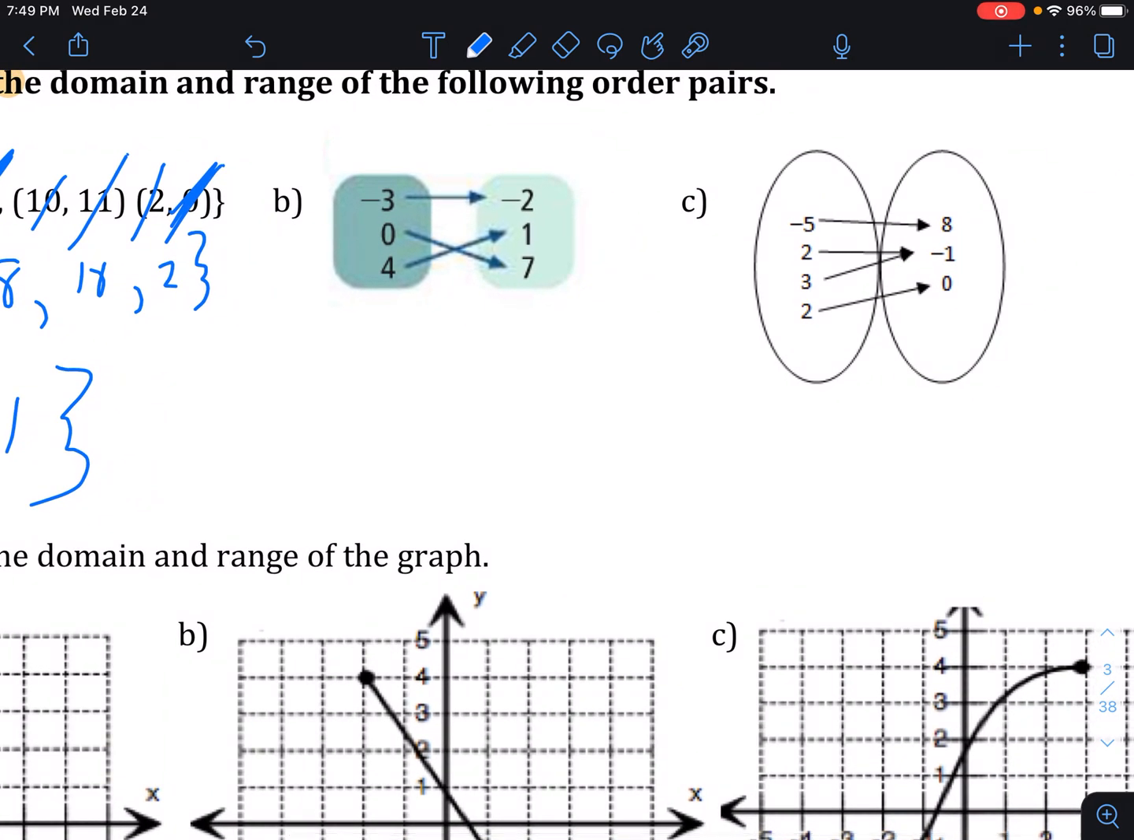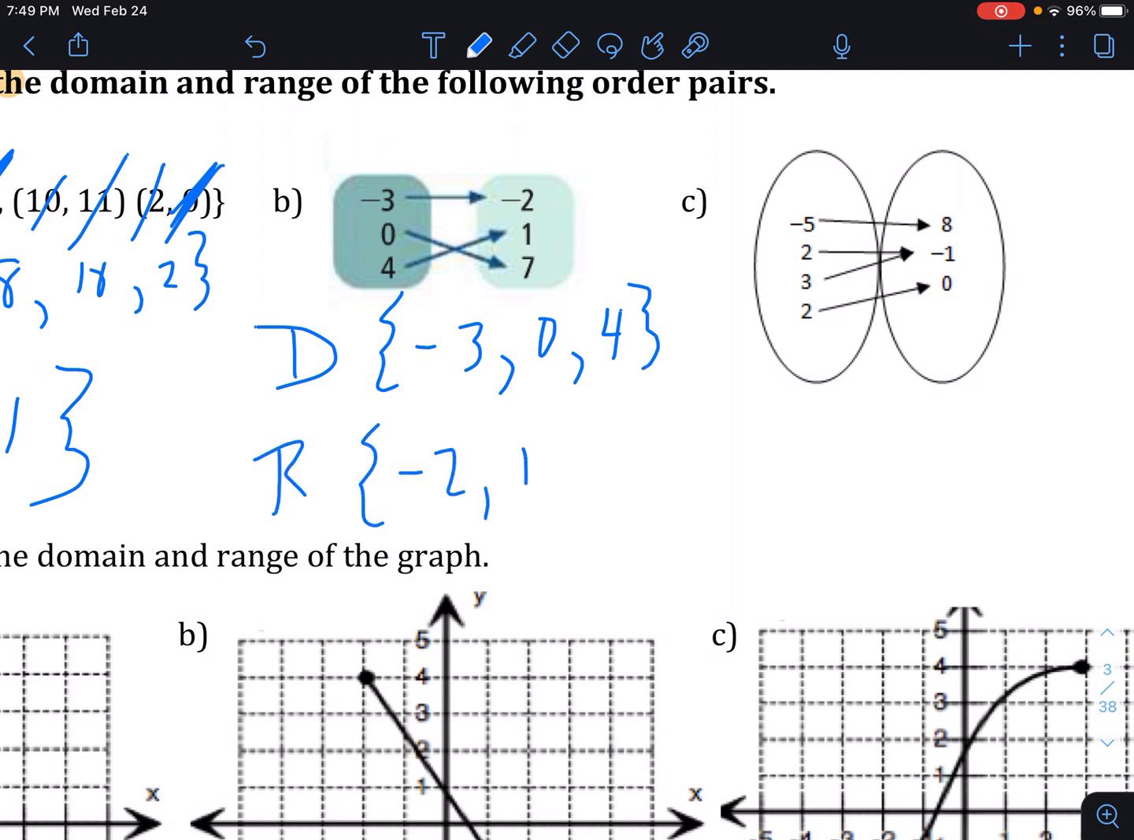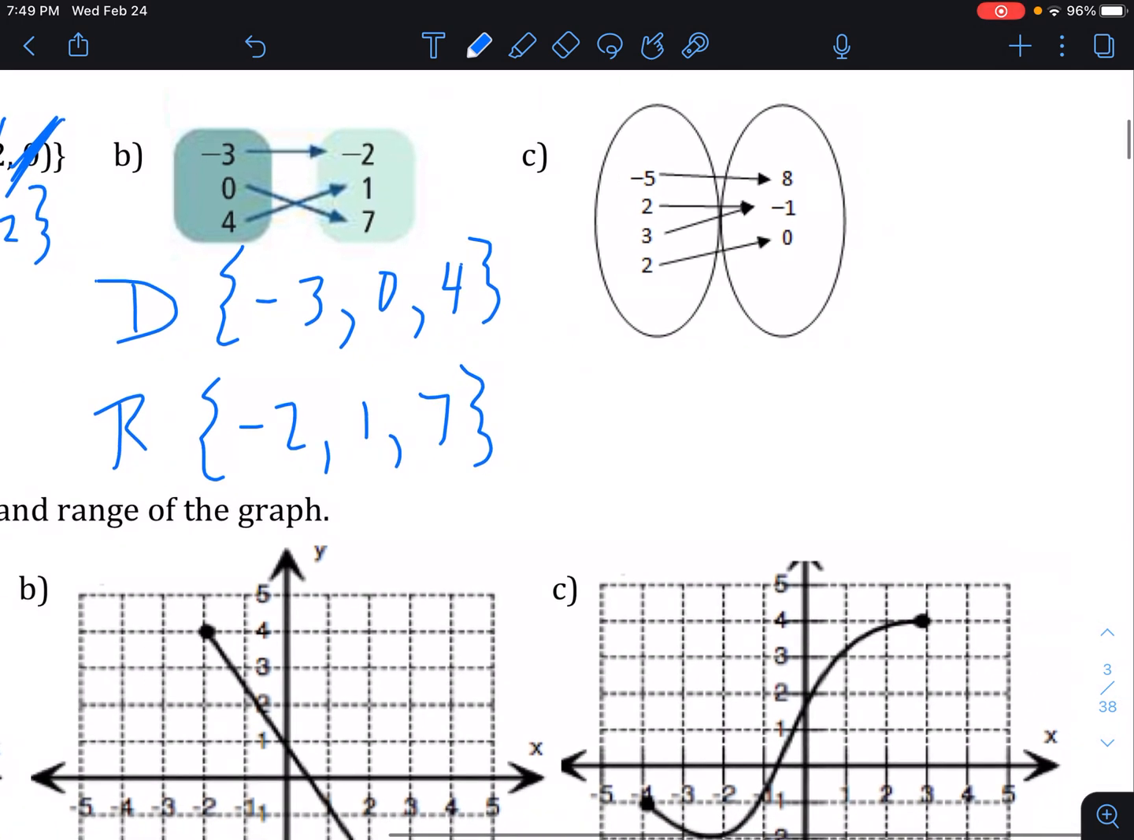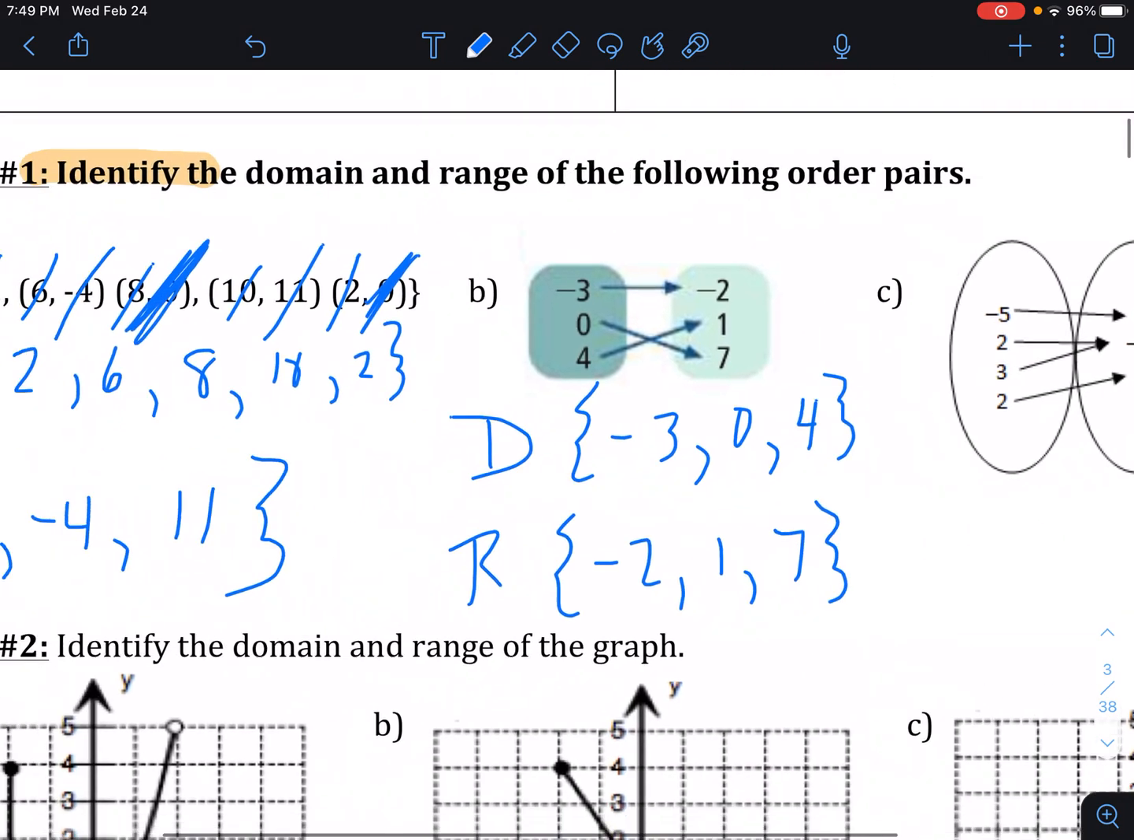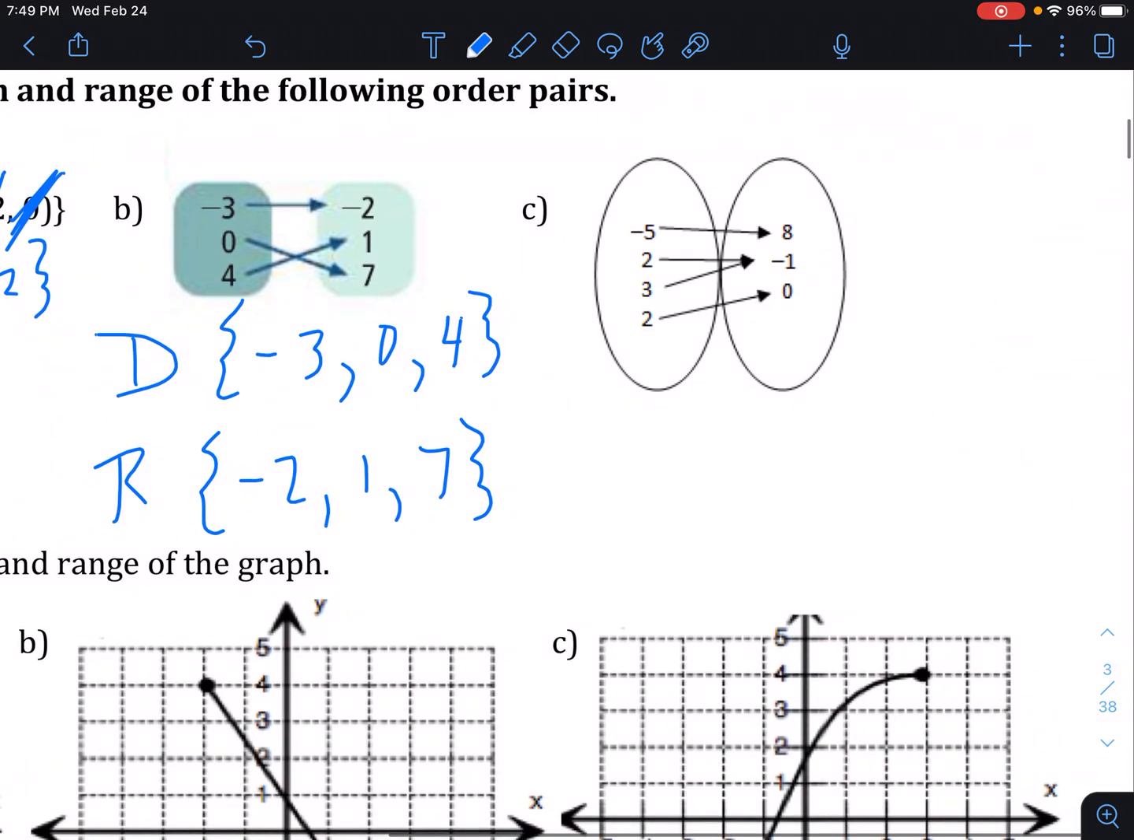Okay, letter B. The domain are the numbers on the left, -3, 0, 4. And the range are the numbers on the right, -2, 1, 7. So domain left, range right. This is called a mapping diagram, but by the way, letters B and C are both mapping diagrams. Don't worry about the arrows. We'll talk about those more once we talk about functions. We're not necessarily talking about functions yet.